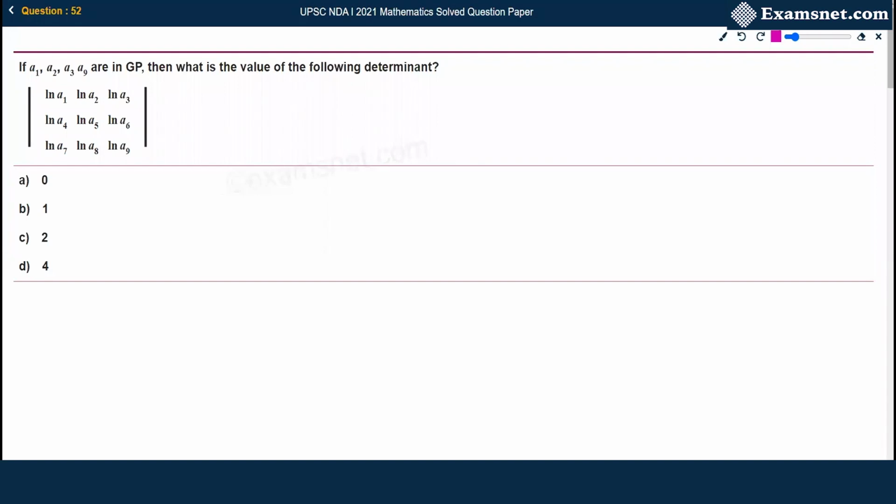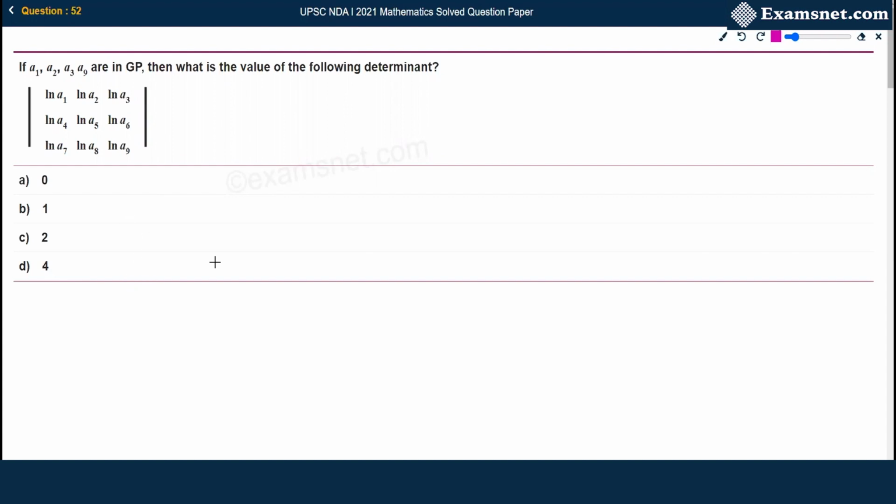In question number 52, it is given that if A1, A2, A3, A9 and so on are in a GP, then what is the value of the following determinant? So first, let me discuss a few concepts regarding GP and log.